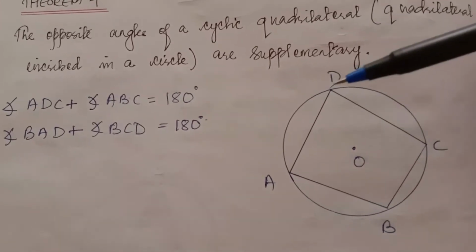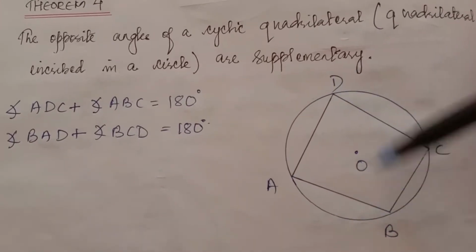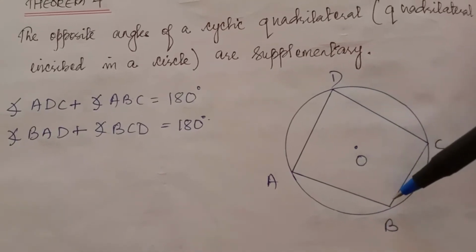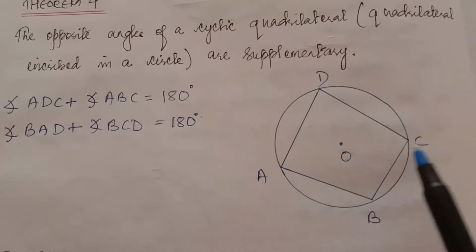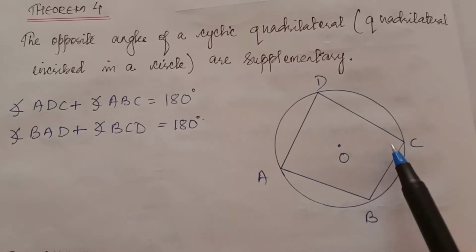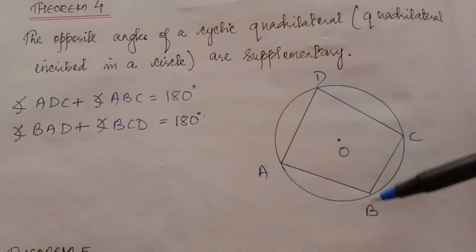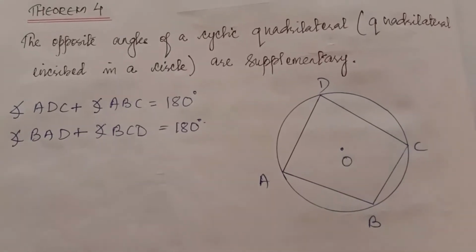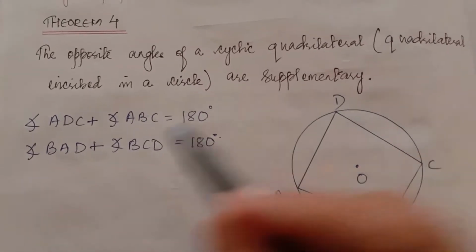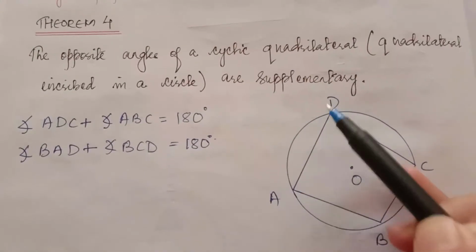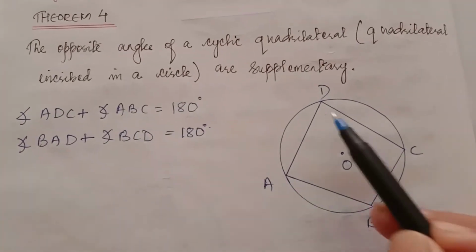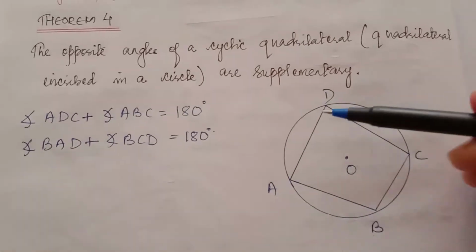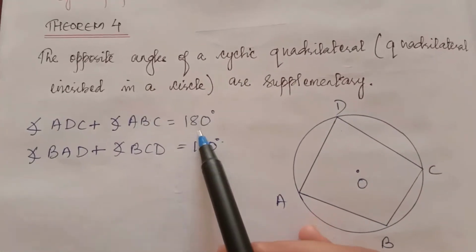So in a cyclic quadrilateral, the opposite angles are supplementary. Means if you add the opposite angles, they will always be 180 degrees. If you add angle A and angle C, it will be 180 degrees. So the opposite angles of a cyclic quadrilateral are supplementary. So angle ADC means this angle, and angle ABC this angle. These two are supplementary, so their sum is 180 degrees.